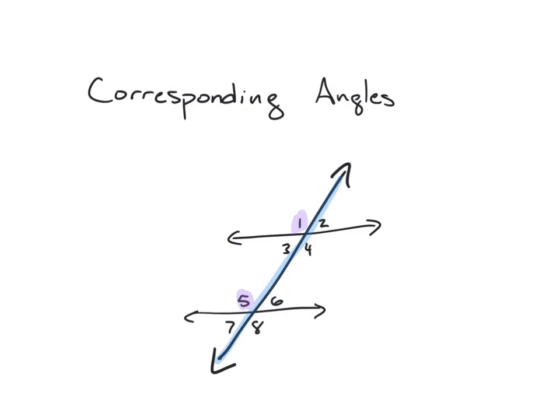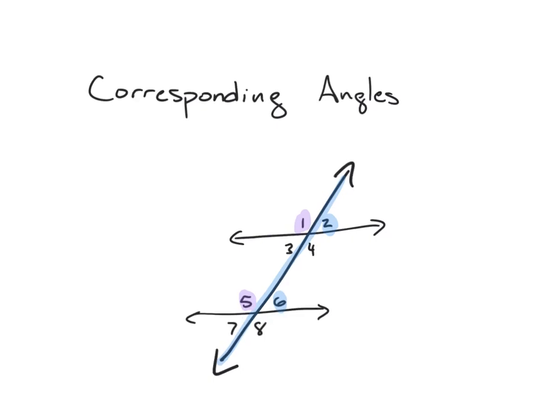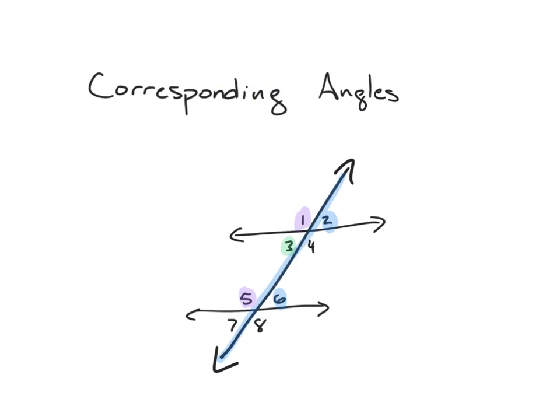And there are other examples on here. So we could look, angle 2 is in the upper right-hand corner, and so is angle 6 down in its intersection. Angle 3 is in the lower left-hand corner, 7 is in its lower left-hand corner, and then last, 4 is in the lower right-hand corner, and 8 is in the lower right-hand corner. So those are all the different corresponding angle pairs that are occurring here.